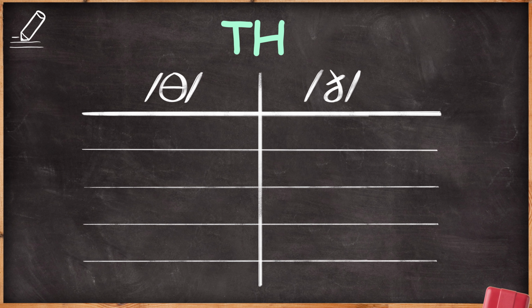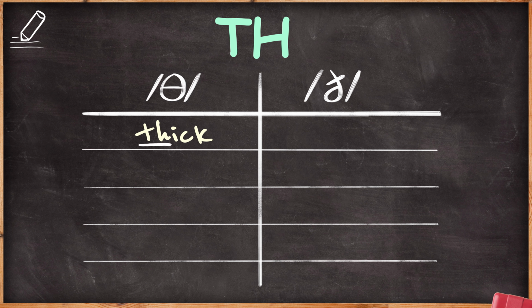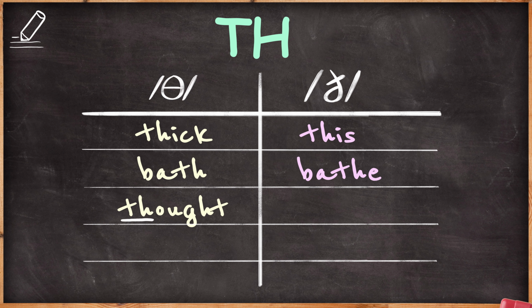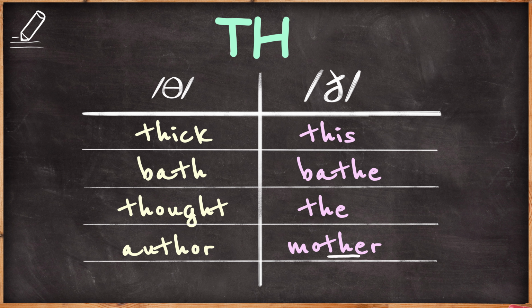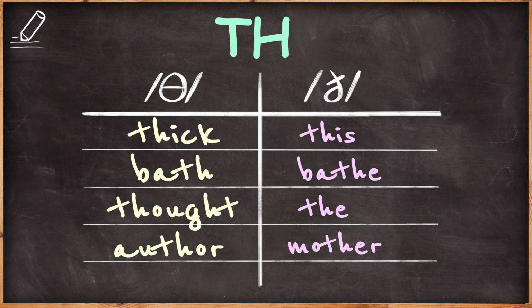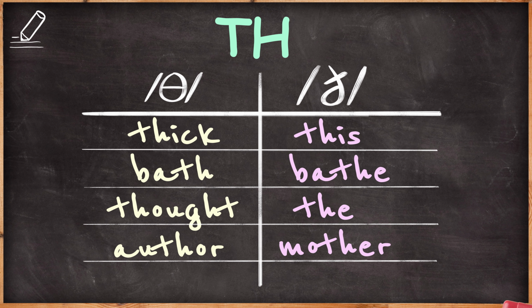Both sounds are always spelt with TH. Thick. This. Bath. Bathe. Thought. The. Author. Mother. More words are pronounced with /θ/ in English, but we say /ð/ far more frequently in everyday speech because the common little function words like this, the, there, they are made with the voiced th.